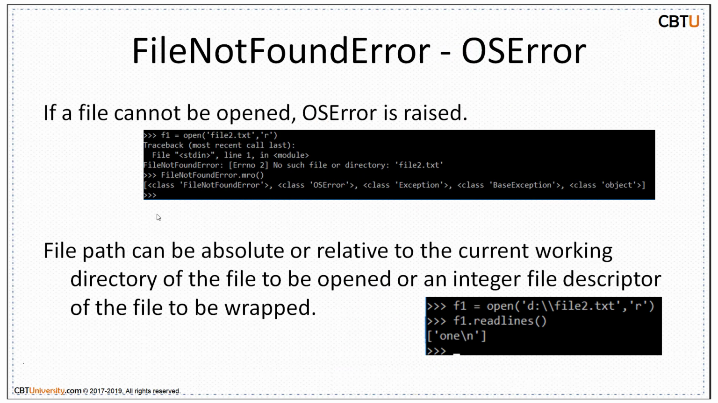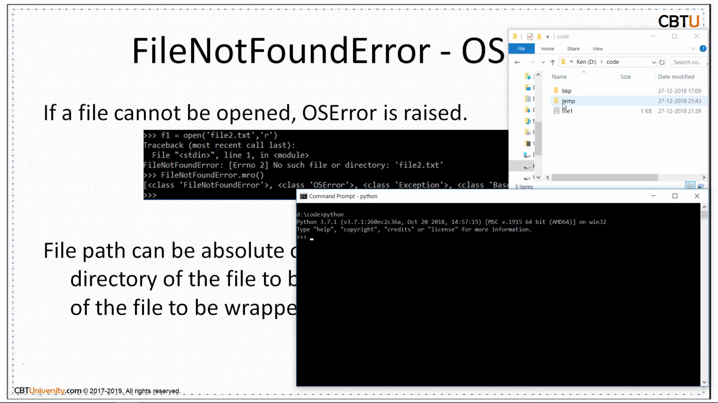If a file cannot be opened for whatever reason, it gives OS error. The file path can be absolute or relative to the current working directory. Let us see. We have a file2 in the temp folder that is not in the current directory. Let us try to open that for reading. Default mode is read. It gives the error file not found.